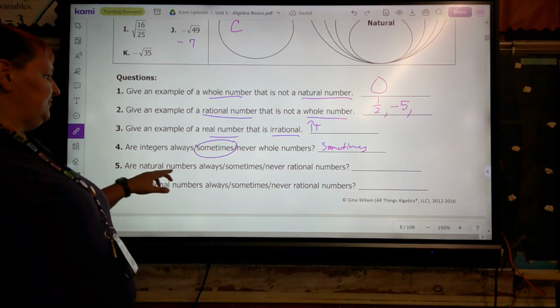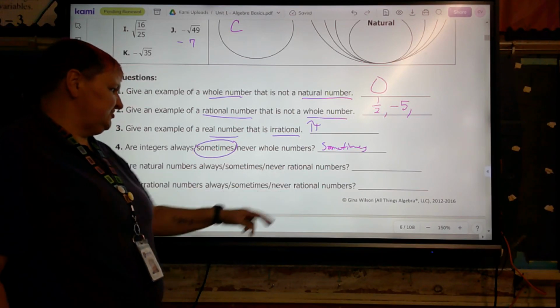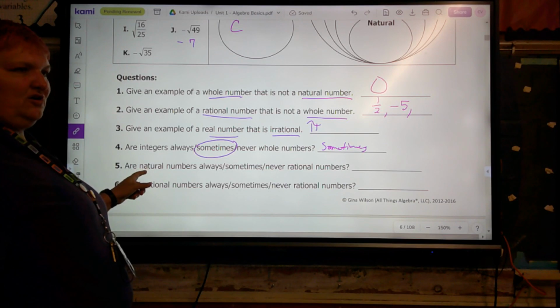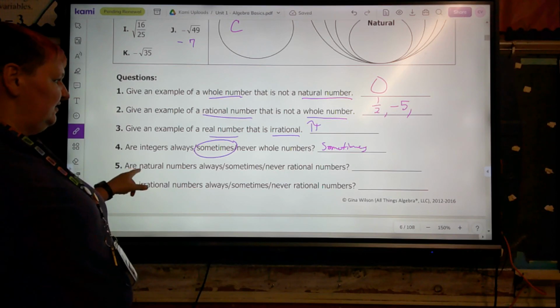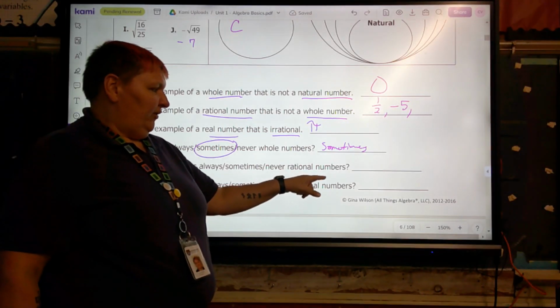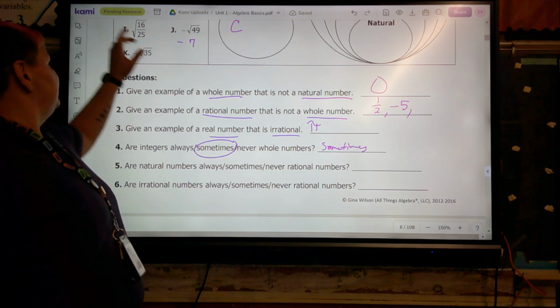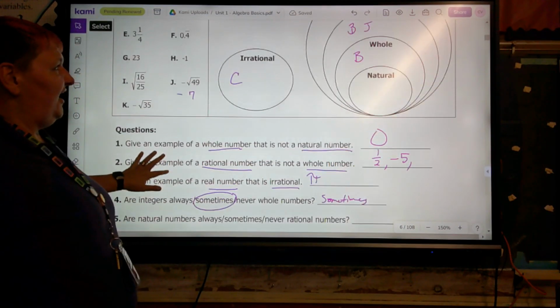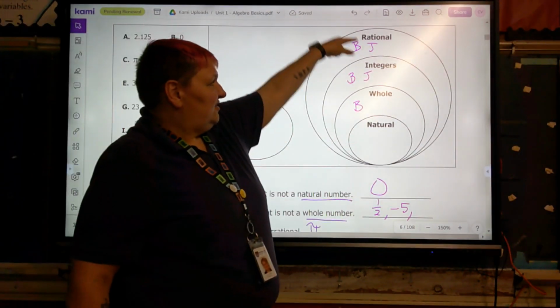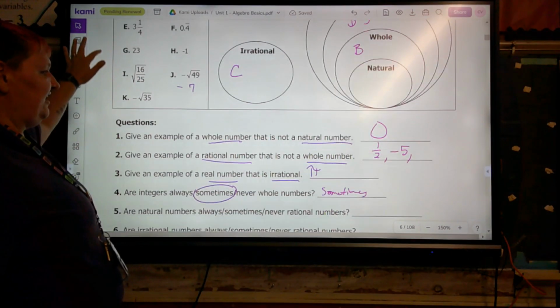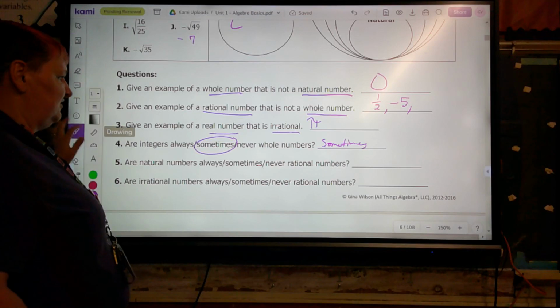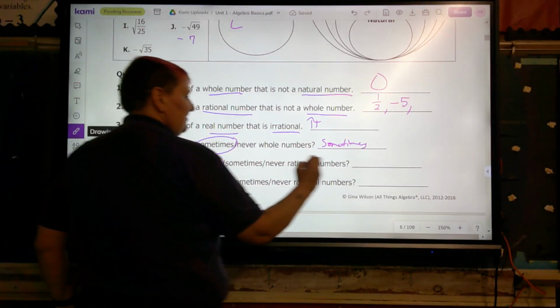Are natural numbers always, sometimes, or never rational numbers? Natural numbers are your finger counting numbers that do not include 0. So they are always rational numbers, right? It fits into that category. So always.